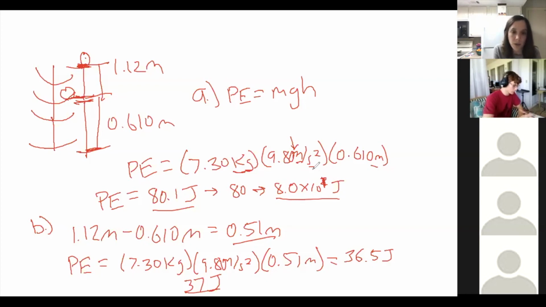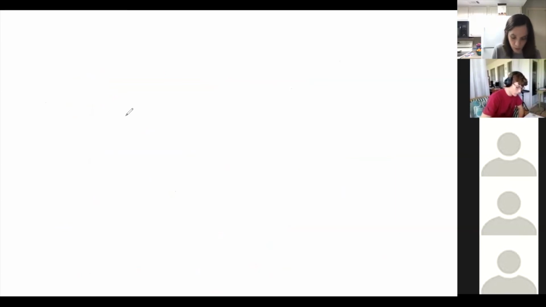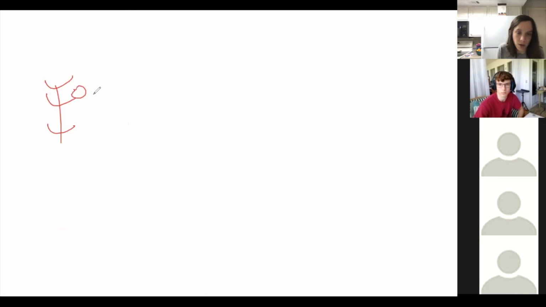Okay, anything else? Let's go on to see if you have this down. Okay, for C, it's asking how much work was done by gravity as you lifted the ball from the rack to the shoulder level. So again, we had the rack right here. The ball went from here upward. So it was originally at a height of 0.61 meters. It went up to a height of 1.12 meters. And they're asking, what is the work done by gravity?